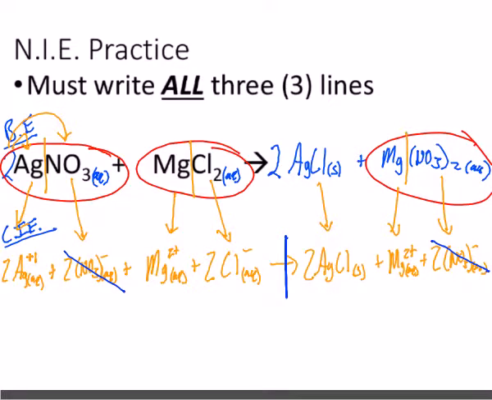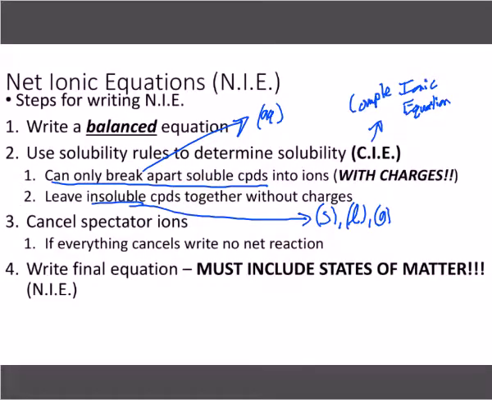Magnesium. Do I see Mg2+ aqueous on the right? Yes, I do. Right here and right here. So I'm crossing them out. The last one, do I see 2Cl- on the right? No. Okay. So we have now effectively done steps 1, 2, and 3. We've canceled out our spectator ions. So now we're going to write our final net equation.